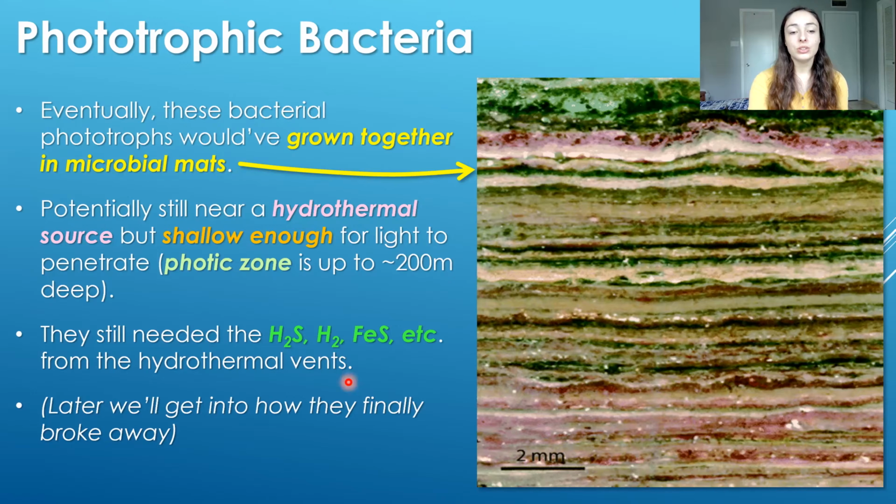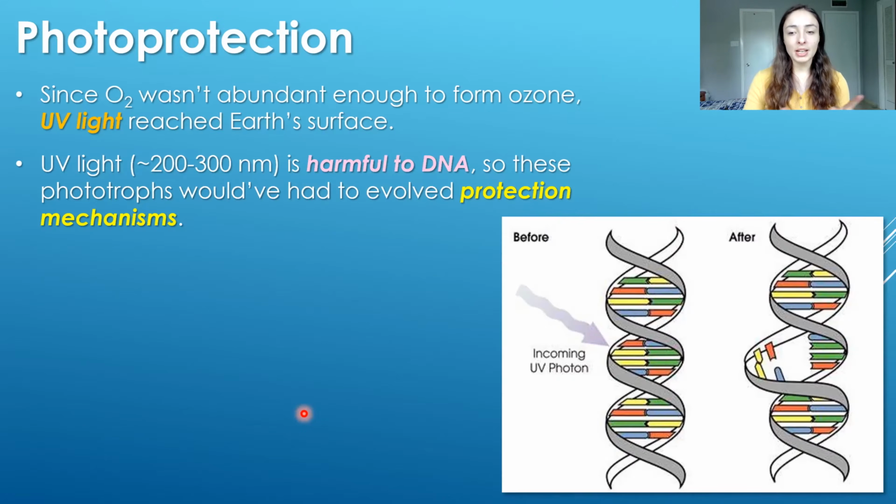Again, they had to use those compounds that came out of the vent fluid, like hydrogen sulfide, molecular hydrogen, iron sulfur, etc. And I promise you later we will get into how they finally broke away fully from the hydrothermal areas. It did not need that vent fluid anymore. But before we talk about that, let me briefly go over photoprotection. Basically, because O2, or molecular oxygen, was not abundant enough on early Earth to make ozone.